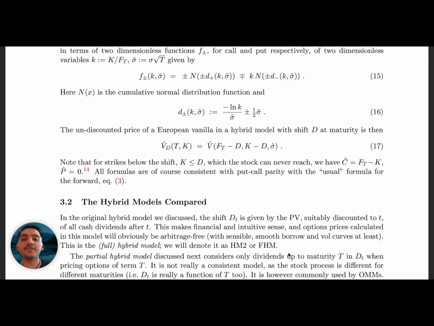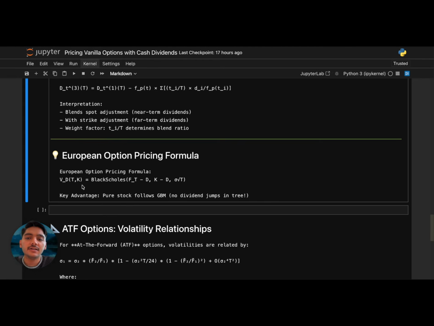So the beauty of this framework shows up in equation 70. For European options, we just take the standard Black-Scholes formula and adjust both the forward and the strike by the same dividend shift D. That's it. One simple adjustment transforms any dividend problem into a clean no-dividend problem. Compare this to a spot model where there is no closed form solution at all. And we have written the European option pricing formula here. The key advantage is the pure stock follows GBM, no dividend jumps in the tree here.